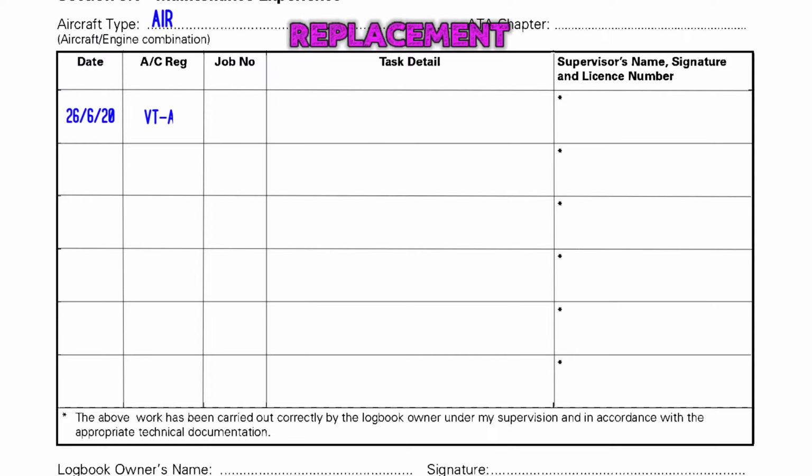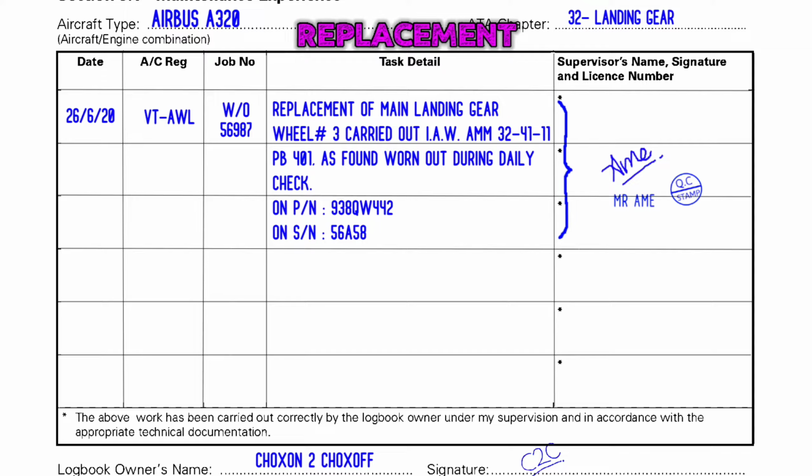Example for component replacement. Here I have replaced wheel number 3. We will also mention the reason as found worn out during daily check. It is not mandatory to write part number and serial number. It is recommended because it shows your entry more genuine.